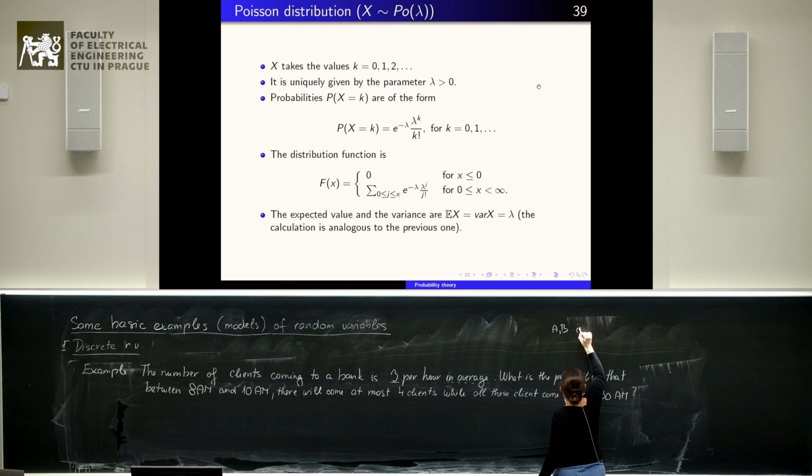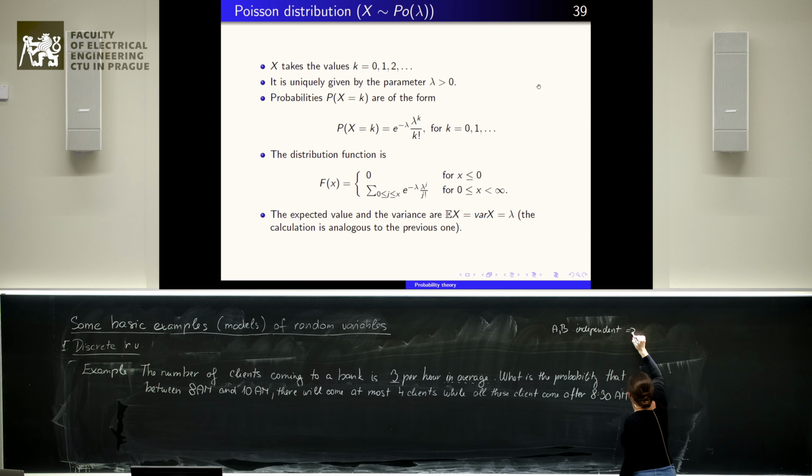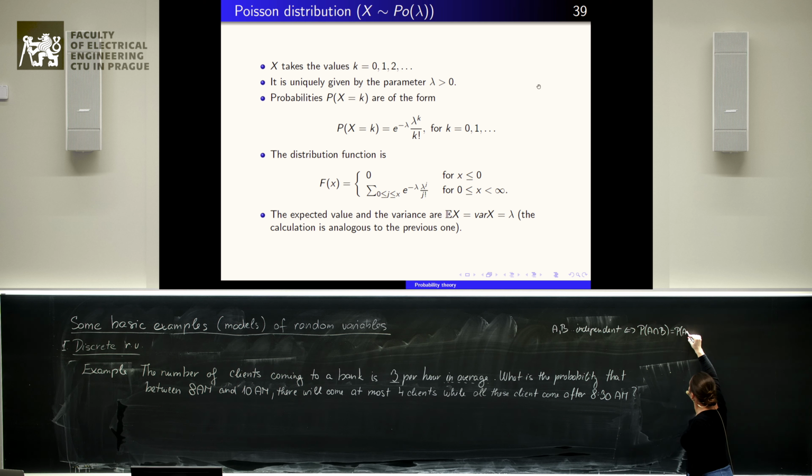And when we have independent events, A and B, then we know that the probability that both of them occur can be calculated as the product of their probabilities. So also in this case, we can work with some independent events. And the independent events are the number of clients, and that there will be a concrete number of clients in independent time intervals.